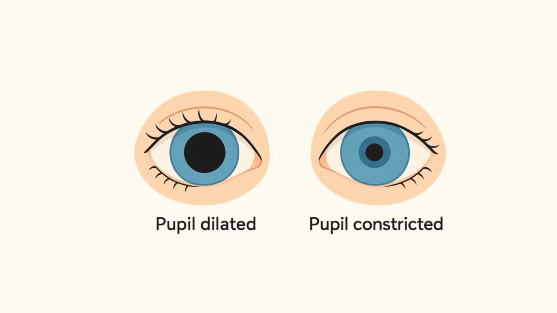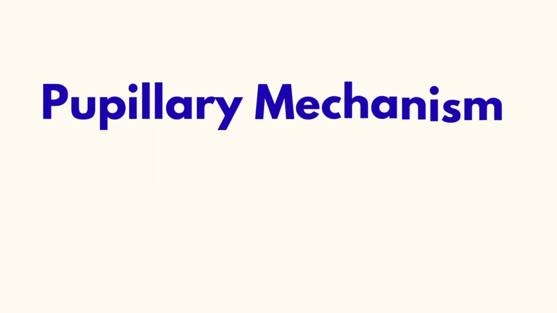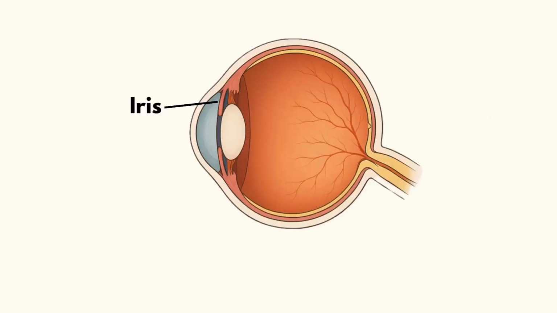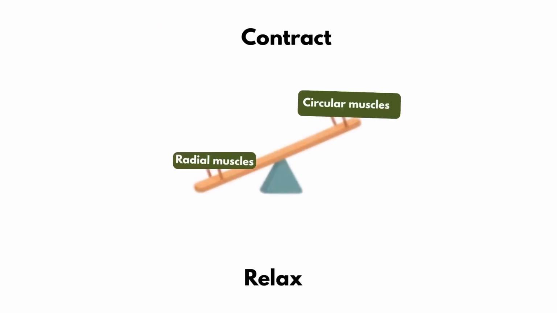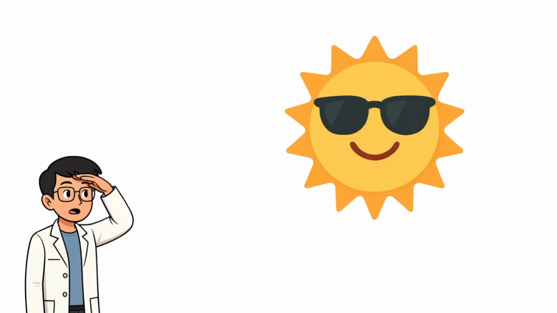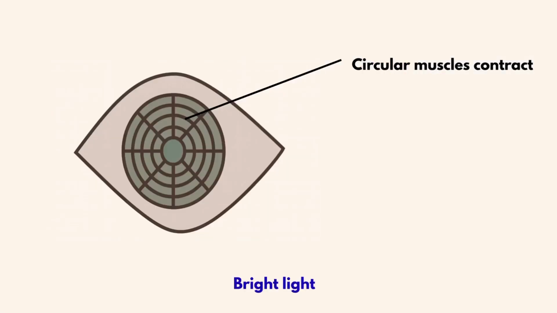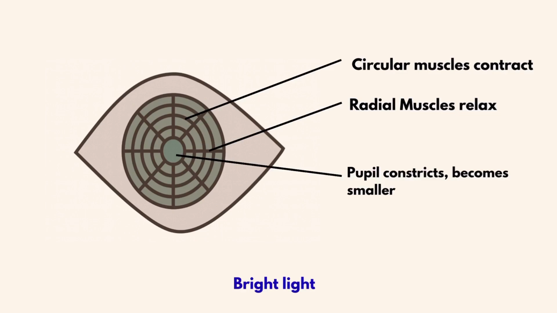Along with the lens, the pupil also works non-stop to manage how much light enters the eye, and this whole system is called the pupillary mechanism. The iris controls the pupil using circular and radial muscles that work together, but in opposite ways. When you step outside into bright sunlight, the circular muscles contract, the radial muscles relax, and the pupil becomes smaller.